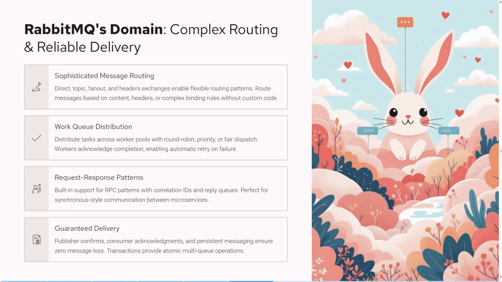RabbitMQ, on the other hand, excels in scenarios where message routing and delivery semantics are more important than sheer throughput. It offers a rich set of exchange types, such as direct, topic, fanout, and header exchanges. This allows messages to be routed by keys, patterns, or complex rules. For example, you can route messages to different queues based on region, priority, or customer type without embedding any routing logic in your application code.